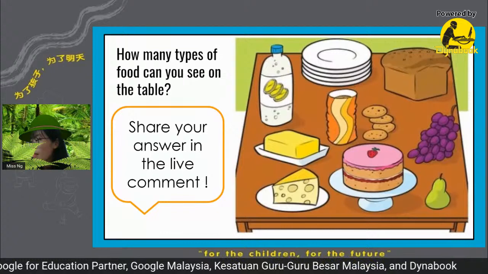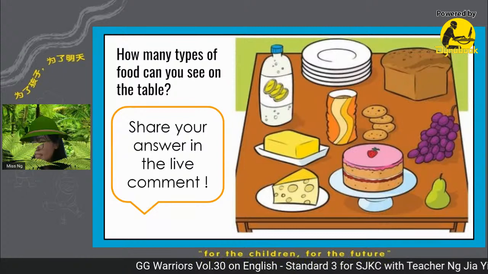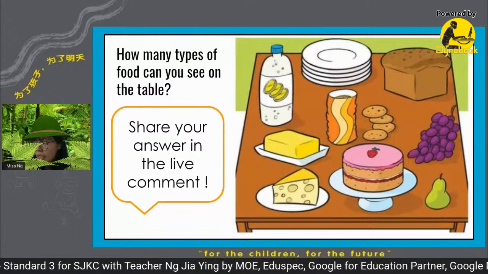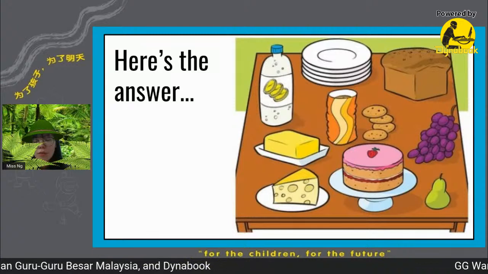9, 9, 10. Now, everyone, I'm going to tell you the answer. I can see a lot of you saying that you are hungry and you want to eat. Later you are going to have some food. So now let's see, how many types of food do we have on the table? The answer is 7.